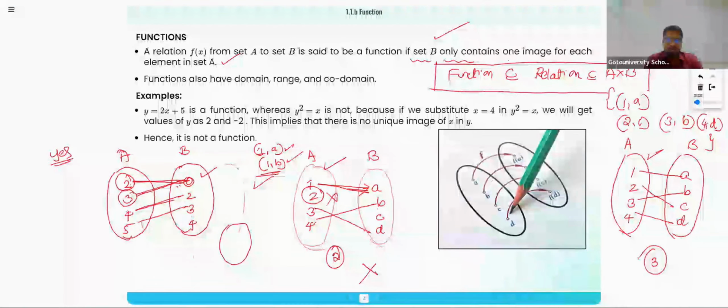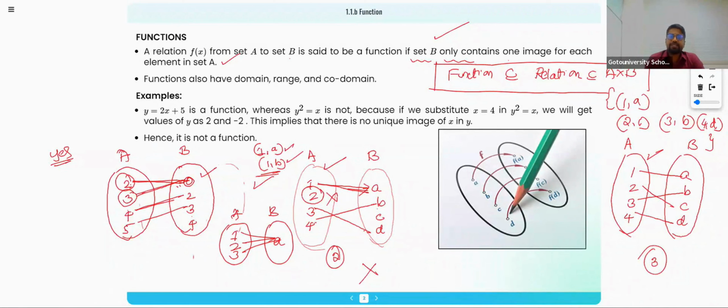So again, one more example I'll tell you. What if there are three elements here and there's only one element? And what if they're all related to this? It is still a function because every element in A has exactly one image. The direction is very important. A relation from A to B is a function if every element in A has exactly one image in B. Am I clear? Hope this helps.